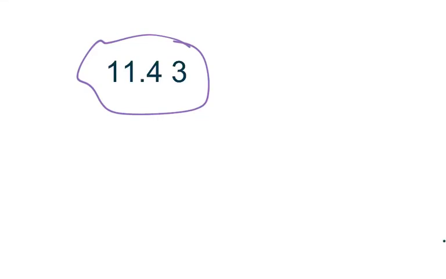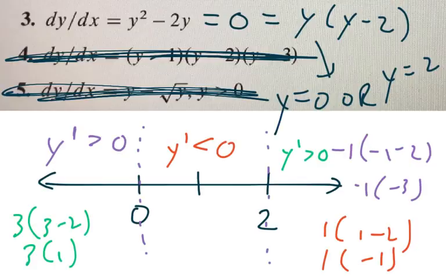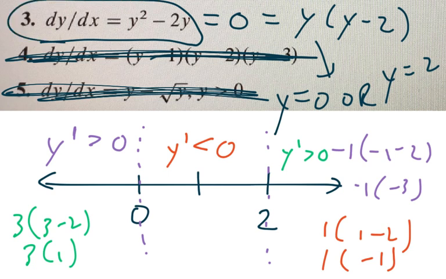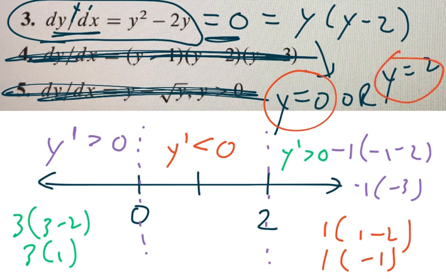Okay, DJ, so here's 11.4, number 3. Let's see if we can't be a little bit more efficient than the first one there. So this time we're doing 3. The first thing we're going to do is they gave us the derivative. Remember, this is actually y prime now, dy/dx, right? We're going to set it equal to 0 to find our equilibrium values. So our equilibrium values are at 0 and at 2.